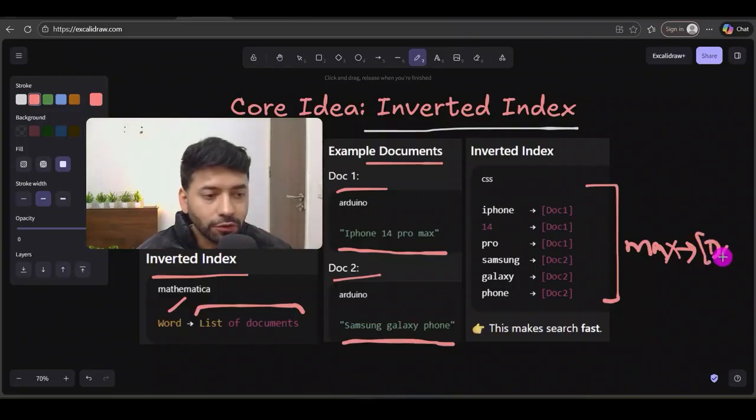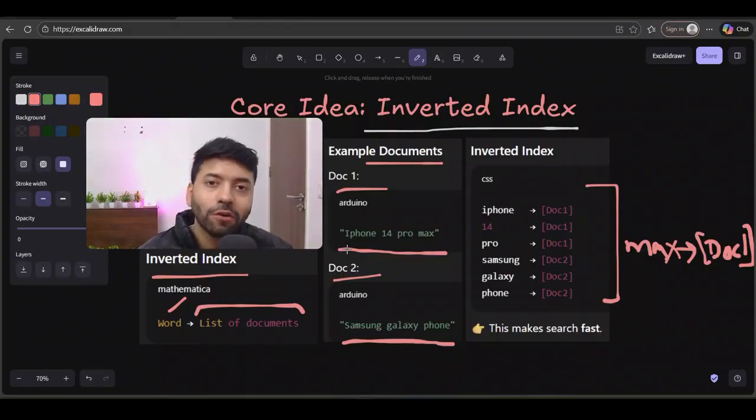Same as other words. And after that, in document 2 we have Samsung, so corresponding to Samsung we have kept document 2, then Galaxy document 2, then phone document 2. So you can clearly see for each word we have maintained a list of documents in which this word is present. For now all of the words were unique, so those were present only in a specific document. Of course we will keep the original sentence as well, but apart from that we will also maintain the inverted indexes and some metadata.